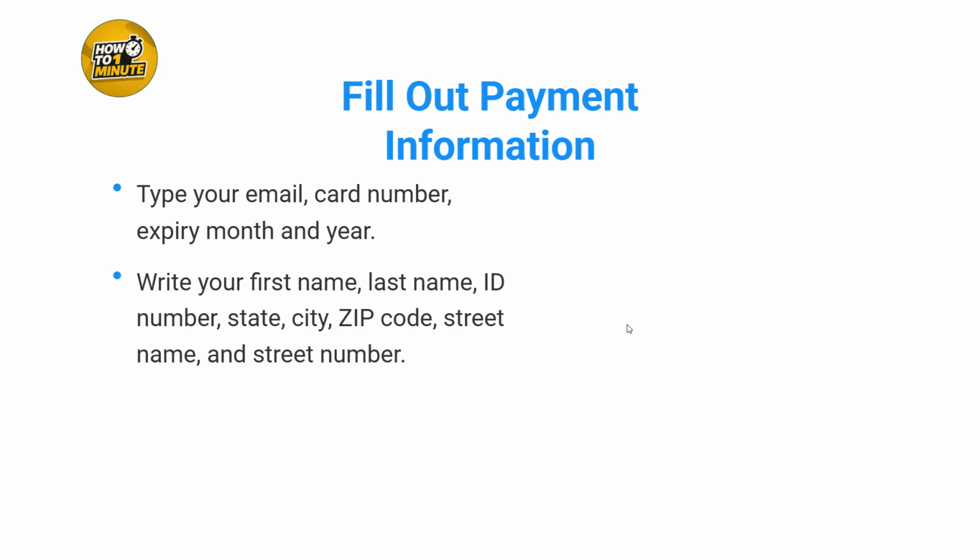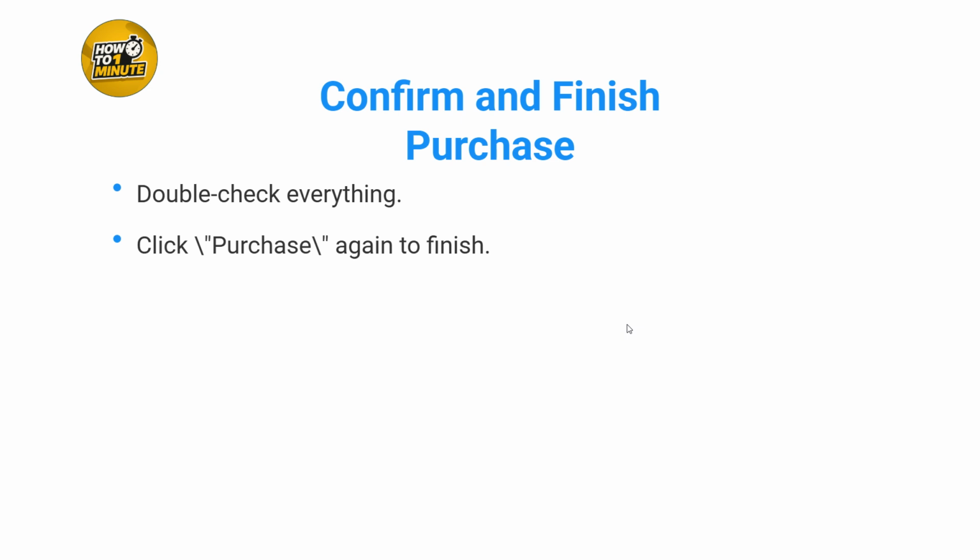You need to write your email, card number, expiry month and year, first name, last name, ID number, state, city, zip code, street name, and street number. Double-check everything to make sure it is correct.